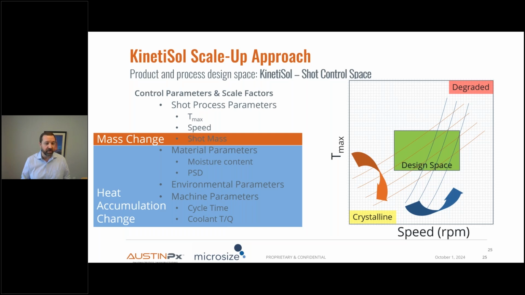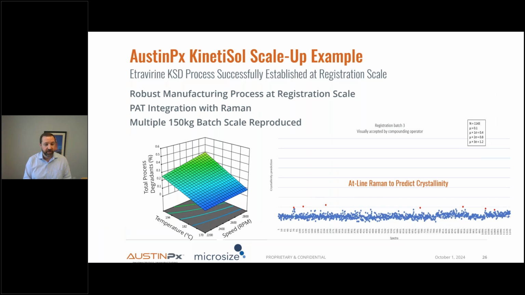And because of the isolated nature of the process and the fact that we can produce a shot of material, it's extremely practical and fast and cost efficient to map the temperature and speed space that renders the quality attributes in control. And we've done this in practice. We are looking forward to commercializing products.